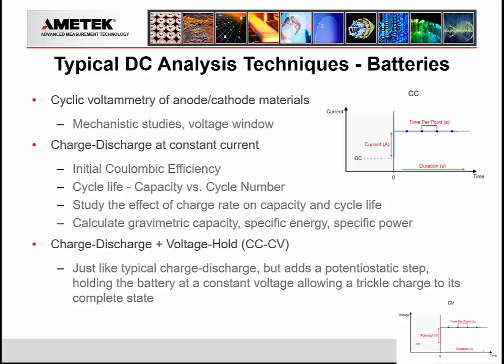And then we'll walk through a slight variation on the charge-discharge technique. This is charge-discharge with voltage hold, commonly referred to in the industry as a CC-CV step, the first CC being constant current, and the CV being constant voltage, and that just describes how that experiment happens. I'm charging at a constant current, and then I'm doing a voltage hold before I do the discharge. This allows me to trickle charge the battery and make sure it's in a completely charged state.